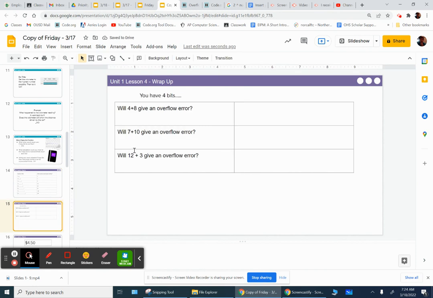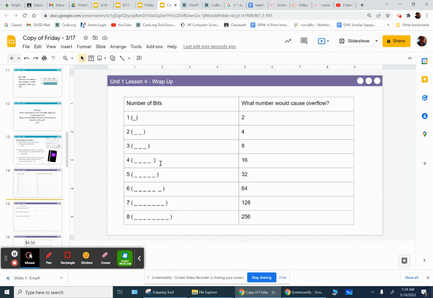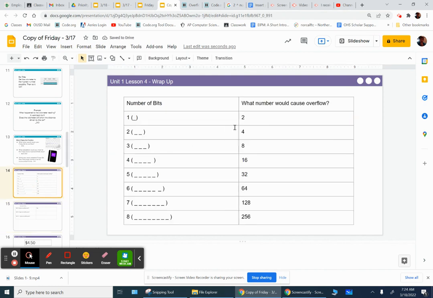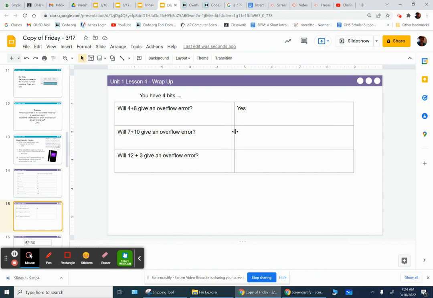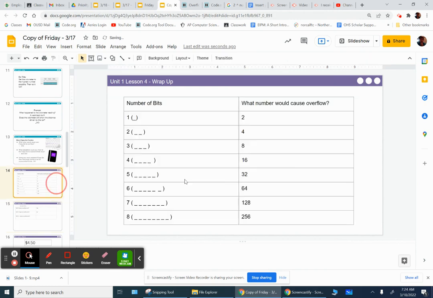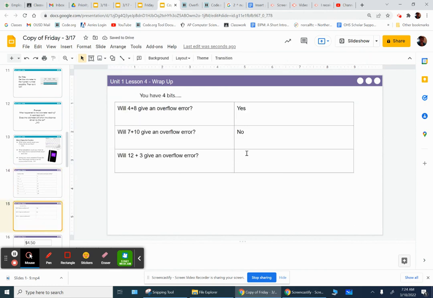So what we're going to do is I want you guys to figure out, okay, if I take 4 plus 8, that's 12. Can 4 bits write 12? We can go back. Can 4 bits count to 12? Oh, yeah, look, it's lower. Yes. 17 is the next number. So I look down. 4 bits can only handle 16. No. What about 15? Oh, I look. Yes.